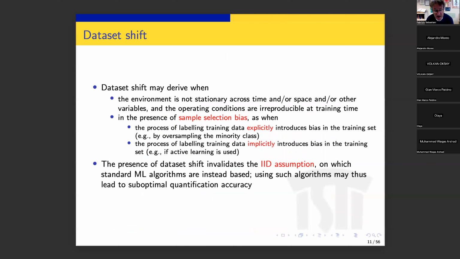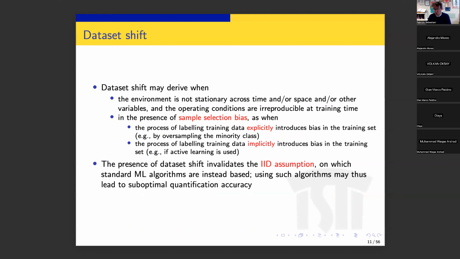So why do we have dataset shift? Dataset shift may derive from different causes, different reasons. One of the causes might be that the environment is not stationary across time, across space, across other variables. And what do we mean when the environment is not stationary?